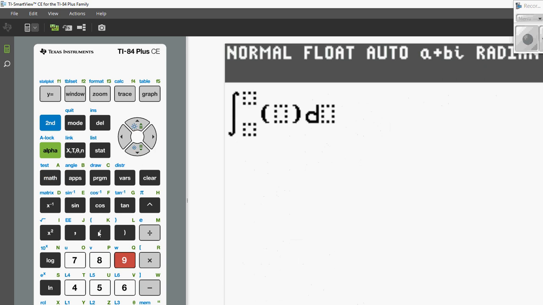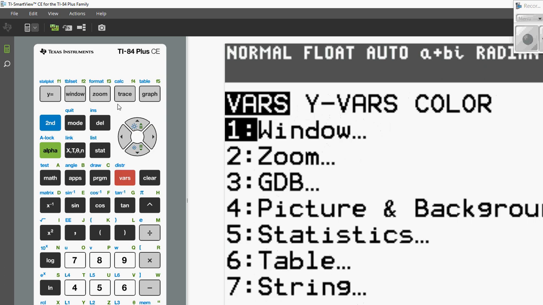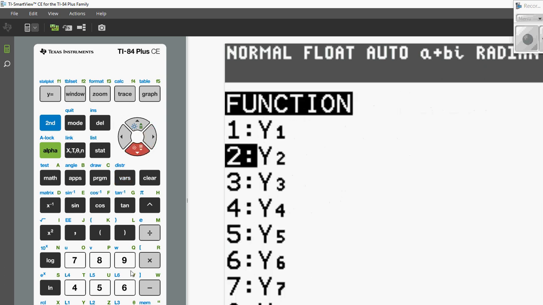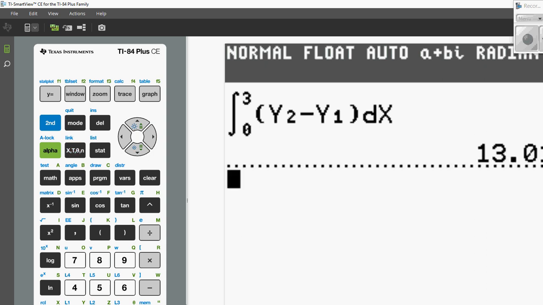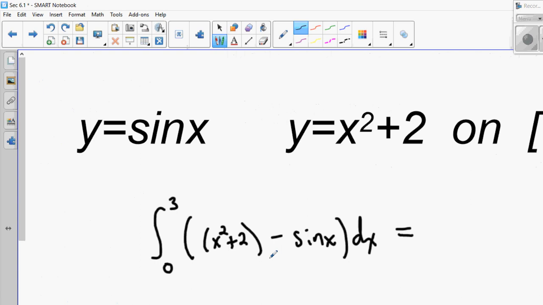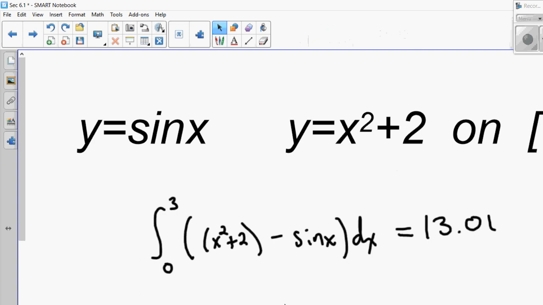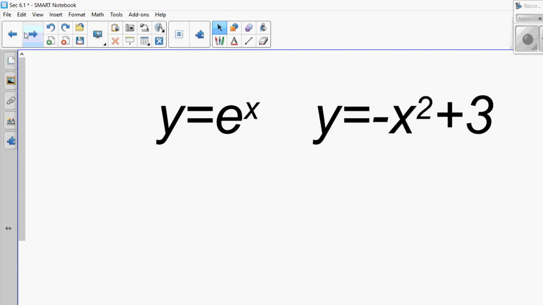So if I do my function integrator, I'm 0 to 3. And in this case, y vars, my first function, or my top function, is actually y2 because of the order I typed them in. And if I do that, I get 13.01 is my area between those. So when you do these, one of the first things you're going to have to do is graph them on your calculator. You're going to have to see what the graph looks like and then determine what your graph is.